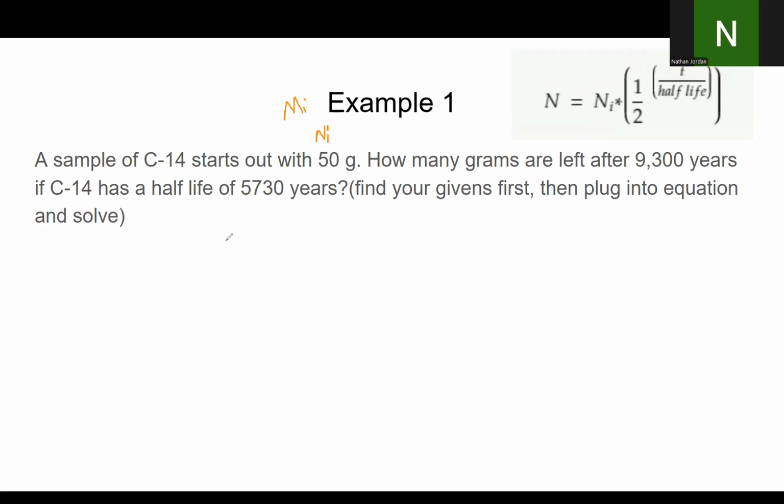There are two times given. One time gives us the half-life, or how long it takes half of a substance to decay, and the other is the actual time that has passed. In this case, how many grams are left after 9,300 years have passed? This is the time that has passed, and we'll call this T. Carbon-14 has a half-life of 5,730 years. This is going to be T half-life, T subscript HL, or you could just call it HL for half-life, and that will go in the bottom of this equation.